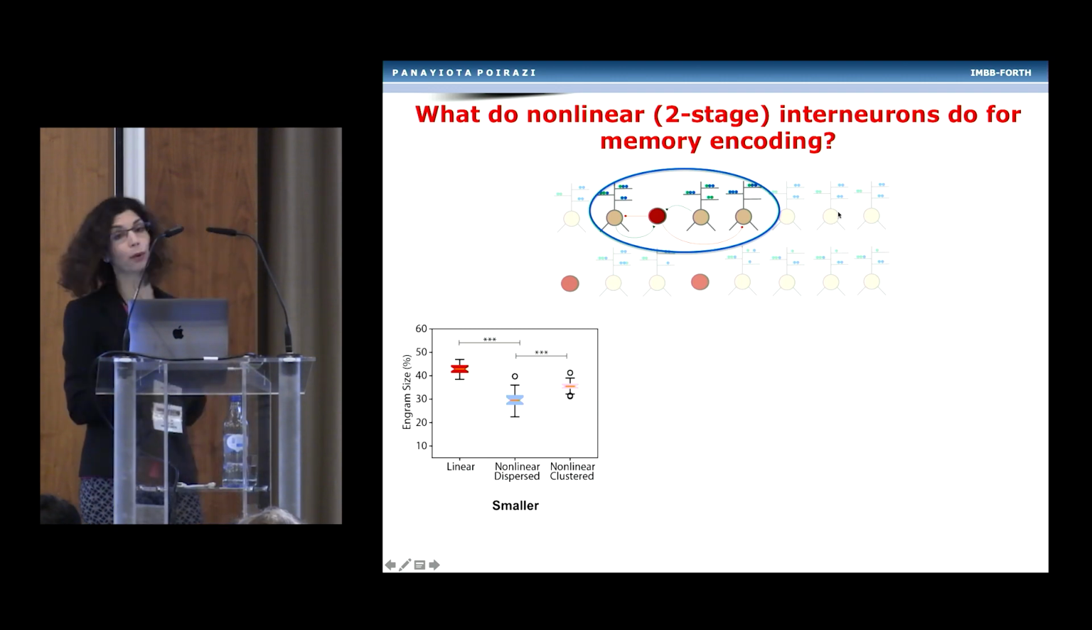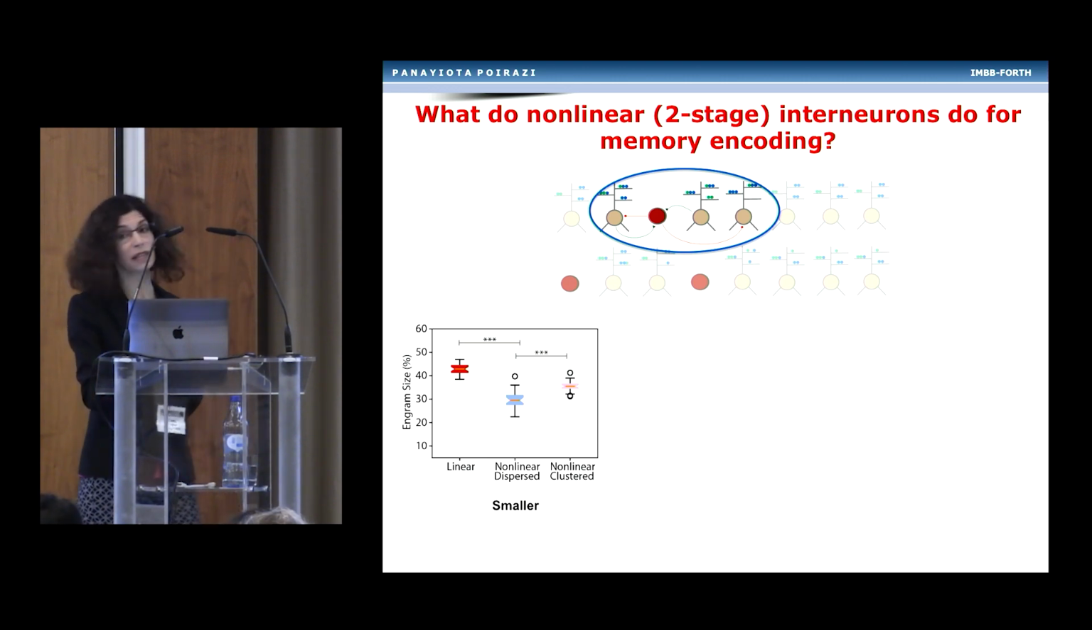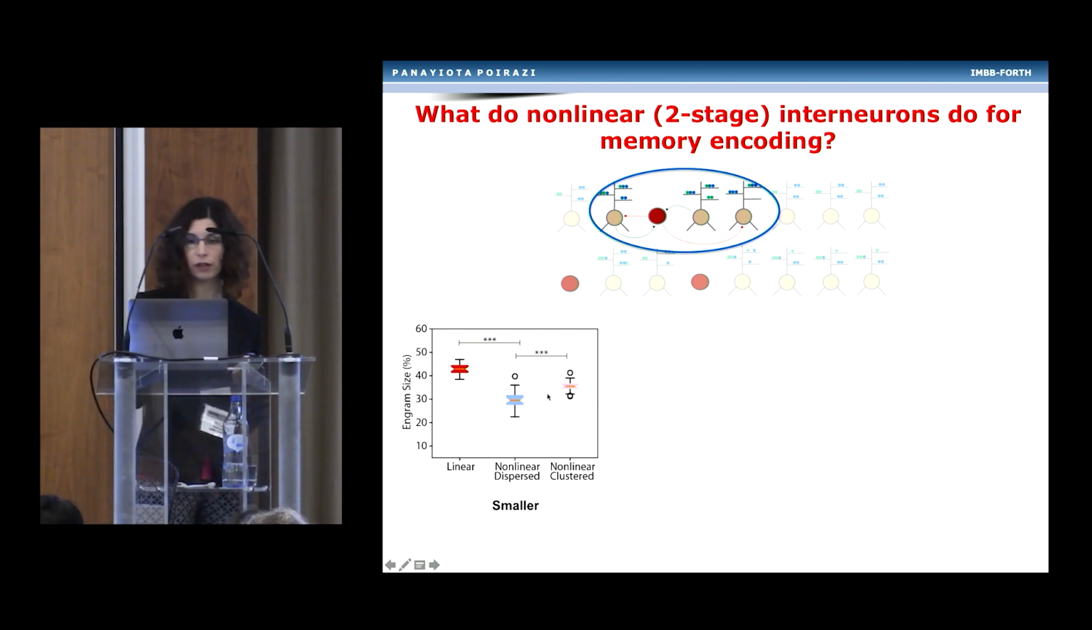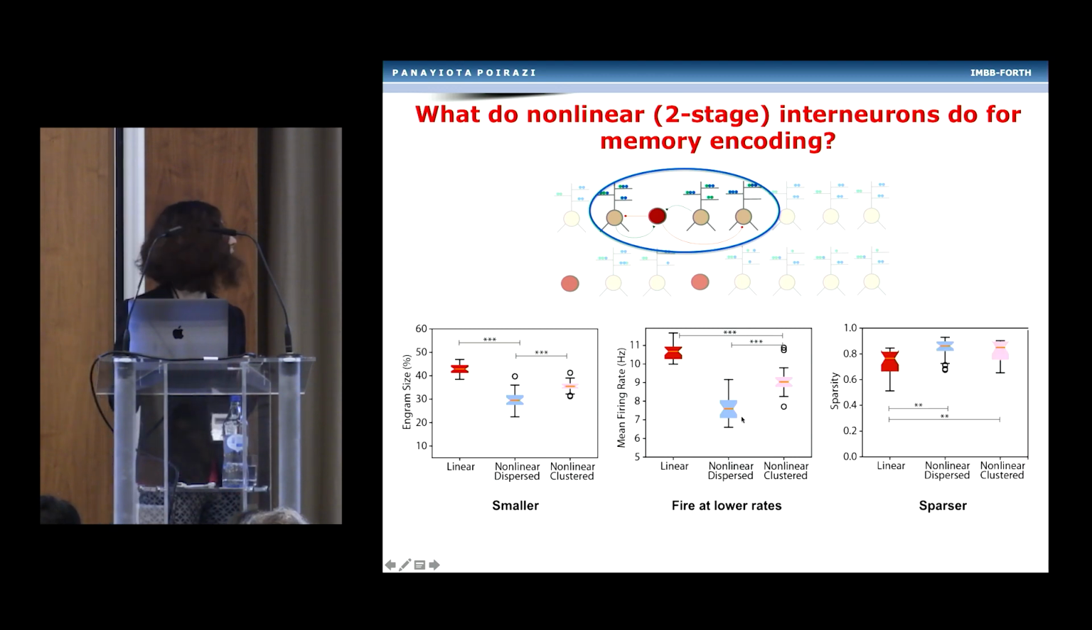So we can look at the properties of these engram populations with respect to having a linear interneuron, a nonlinear interneuron where the inputs are dispersed or clustered. And what we see is that the size of this engram is bigger if you have a linear interneuron, and it drops down to a much smaller, by more than 20%, if you add these dendritic nonlinearities. These engrams also fire at lower firing rates, so this is the linear, this is the best nonlinear, let's say, and they are much sparser.